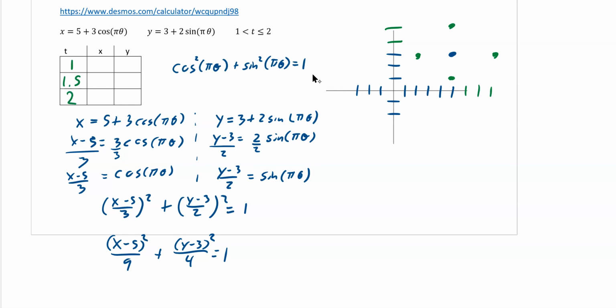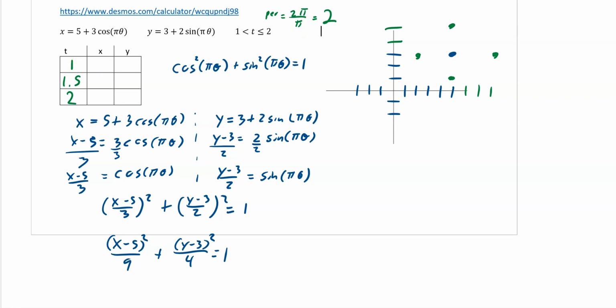And then 2. So if you look at it here, our period is 2 pi over pi, which is 2. So we need a full 2 for a full period. So we're not going to have enough here. This is from 1 to 2. So we're only going to get halfway around. We'd have to go all the way, so like 1 to 4, we should get all the way around.